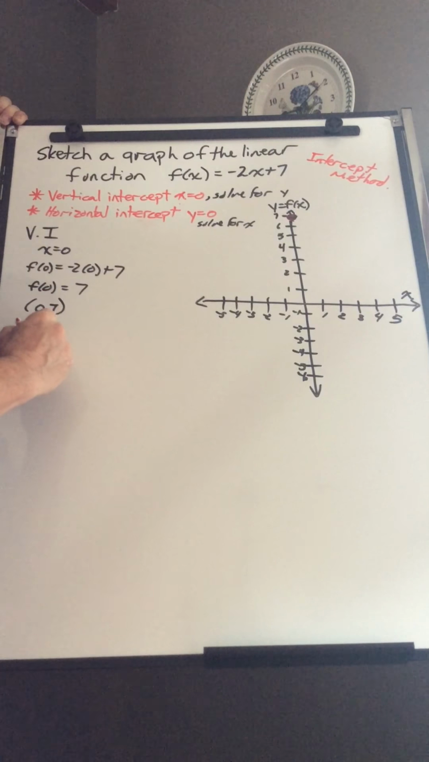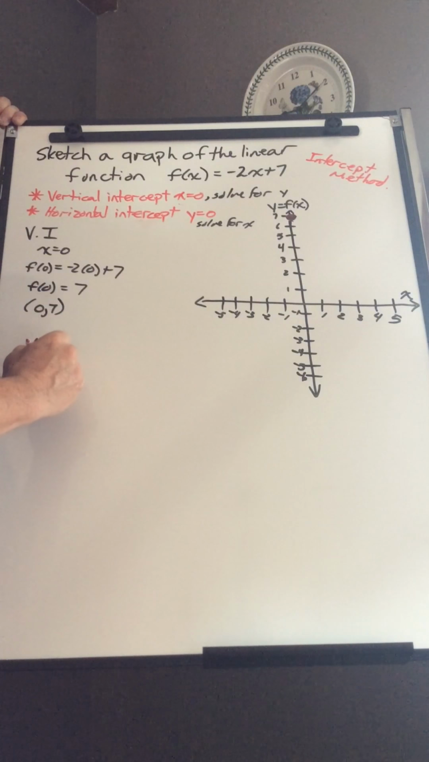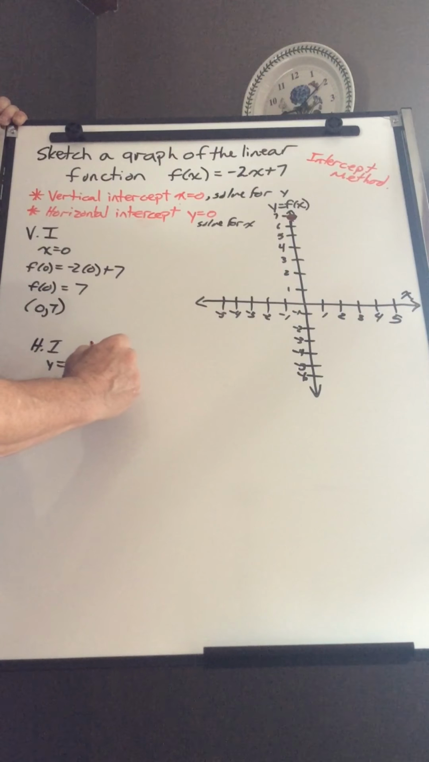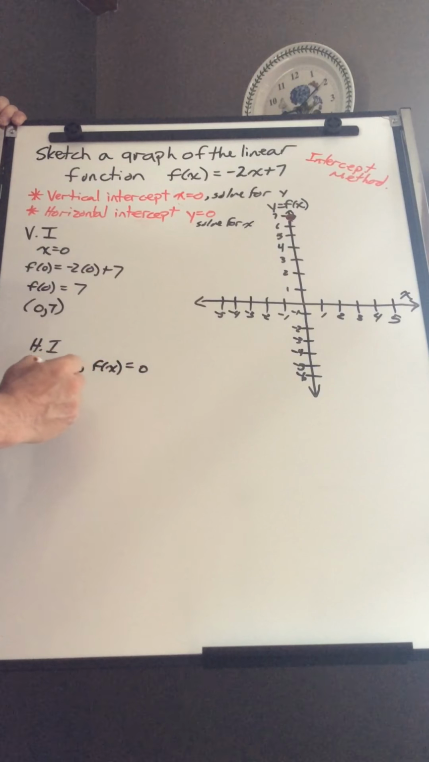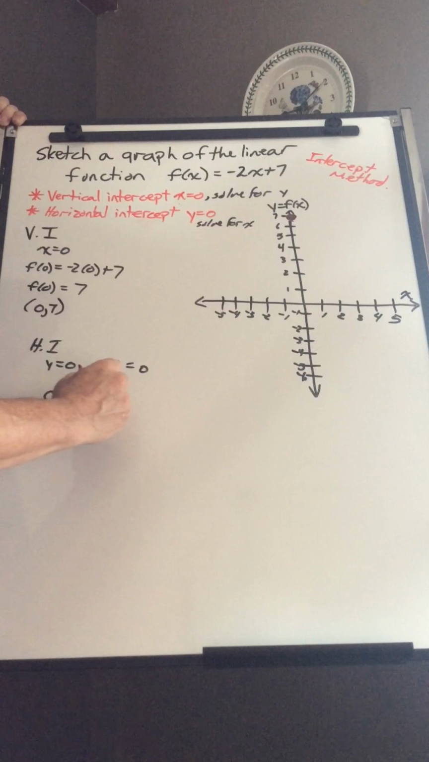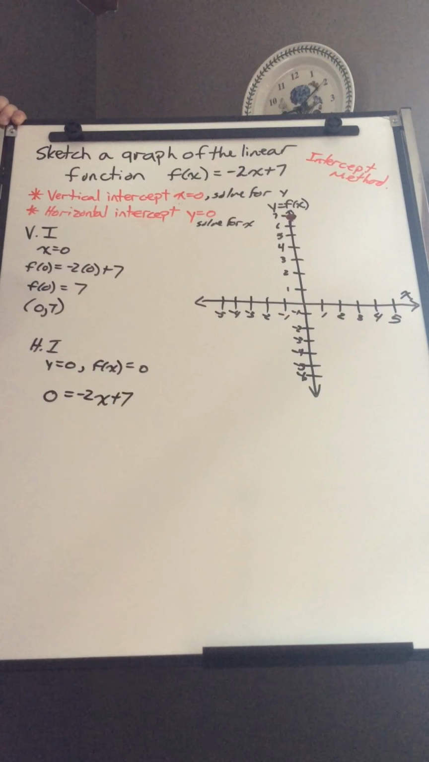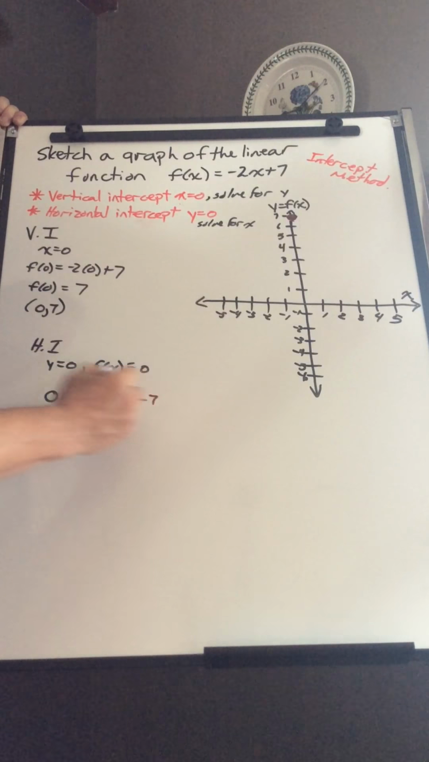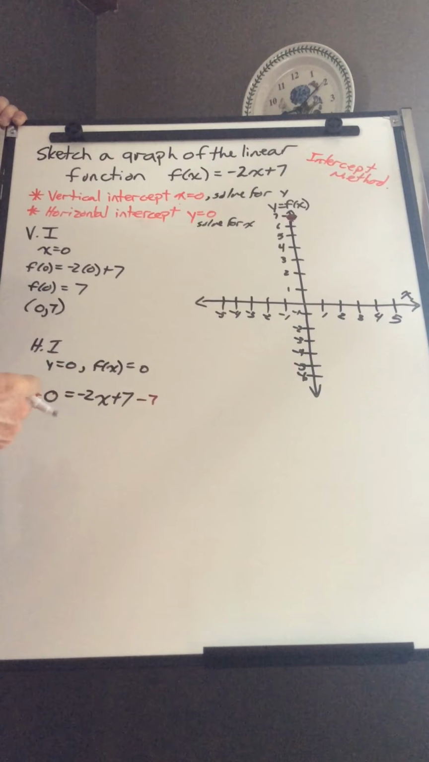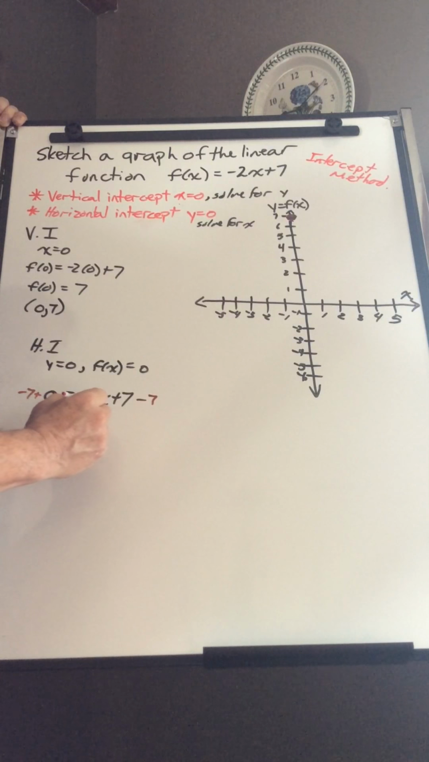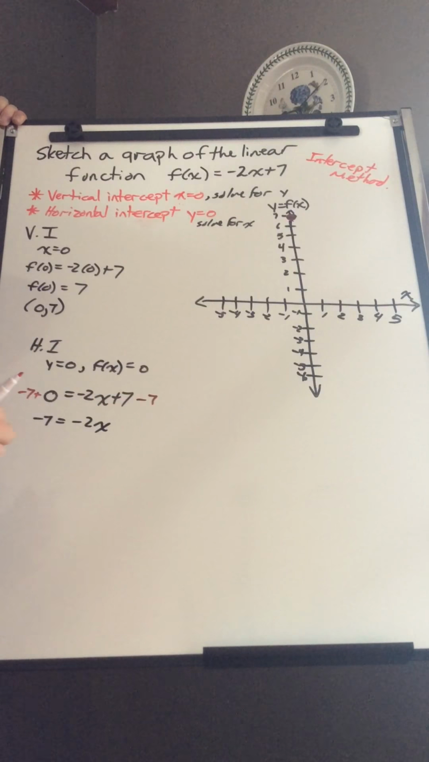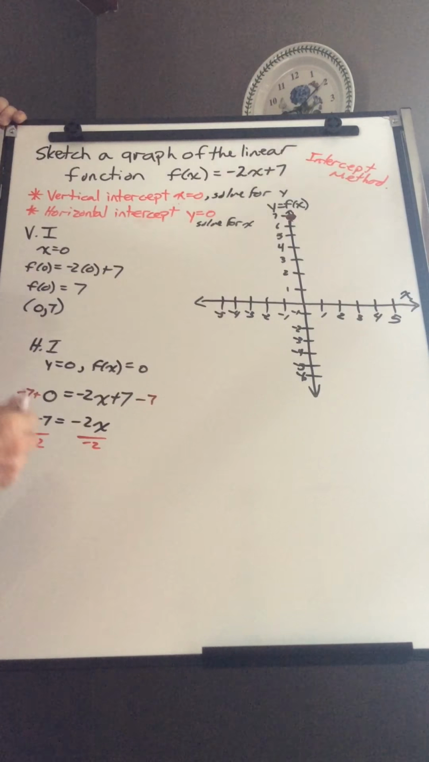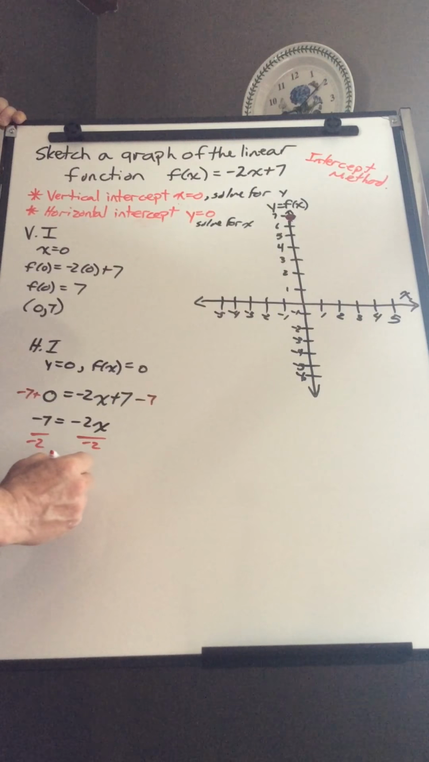My horizontal intercept, we know that y equals 0. So we do the same thing, except this also means f of x equals 0, whichever way you want to look at it. So 0 equals negative 2x plus 7. Little algebra, I'm going to subtract 7 from both sides. So now I have negative 7 equals negative 2x. Now I divide by negative 2. And I get 7 over 2 equals x.